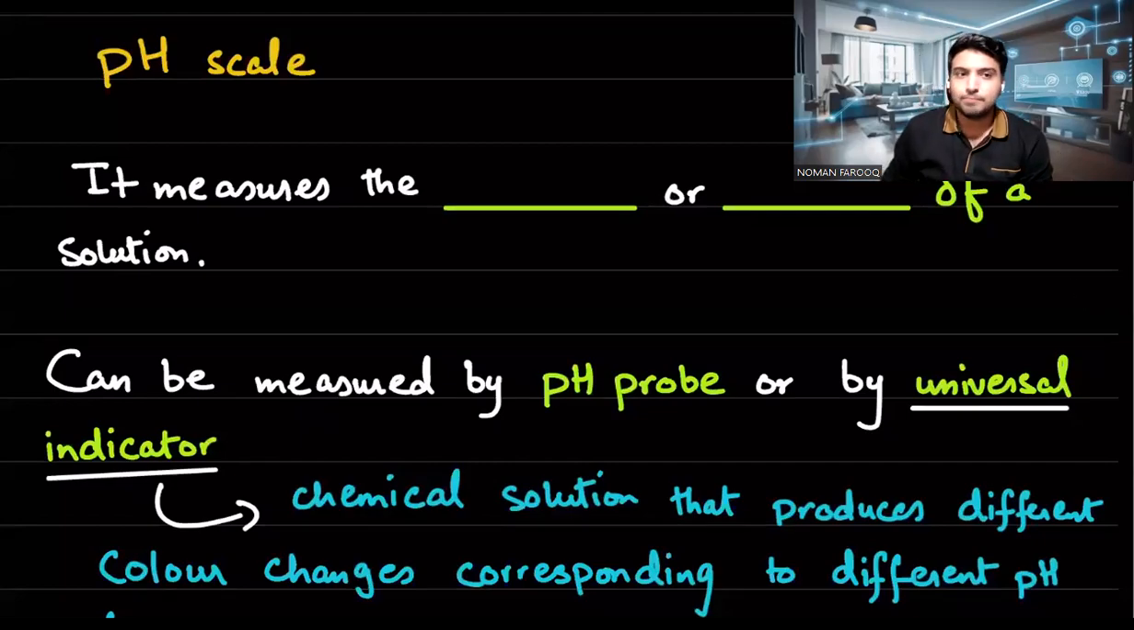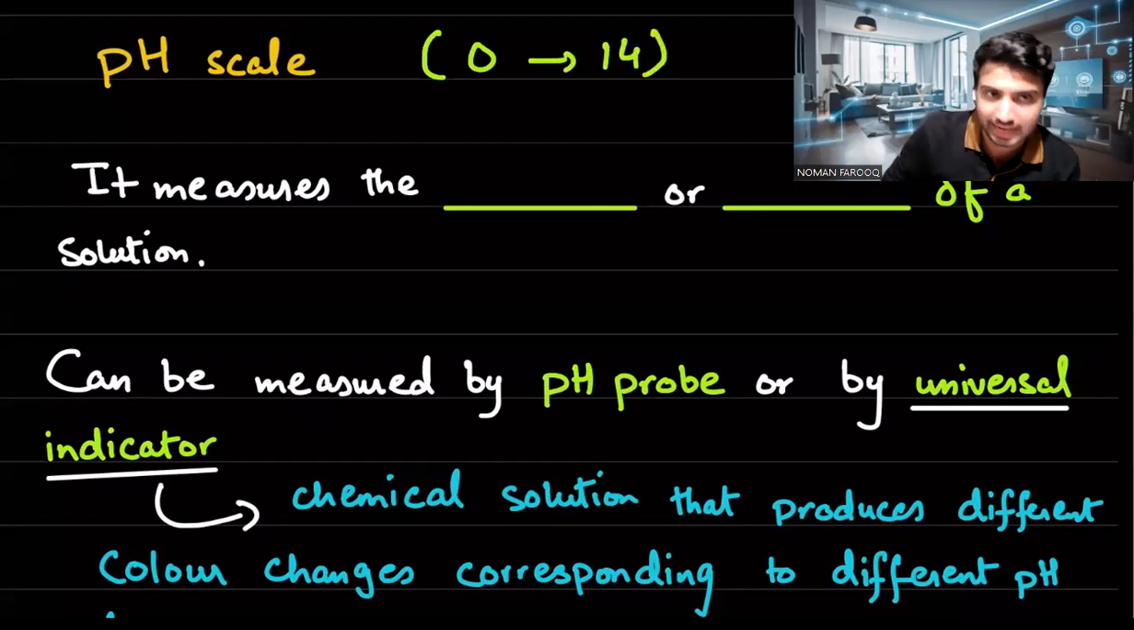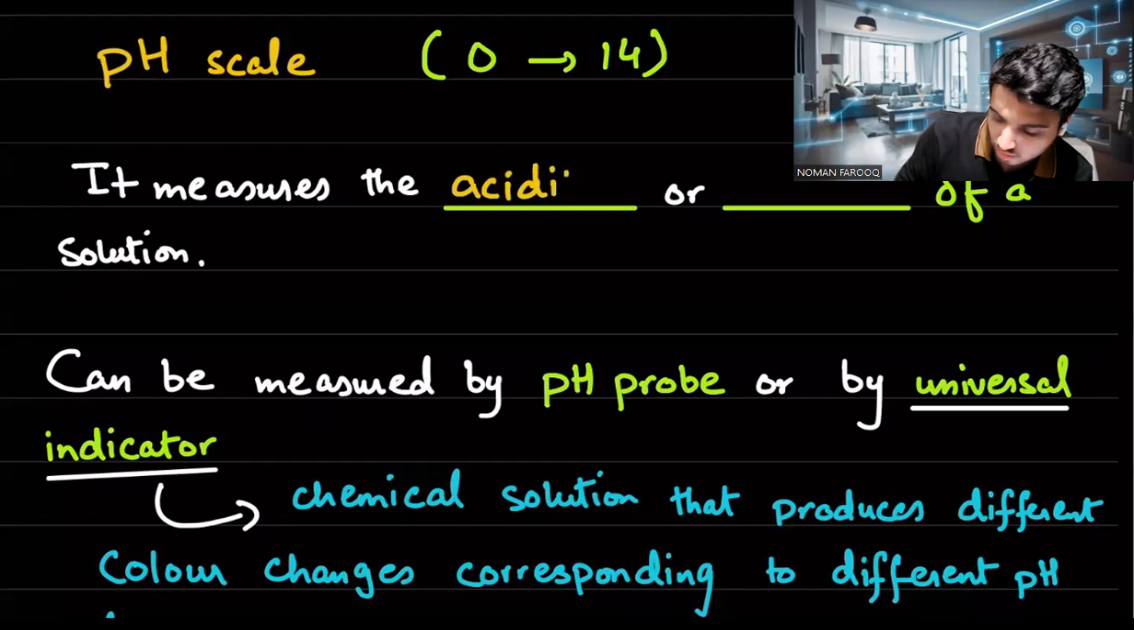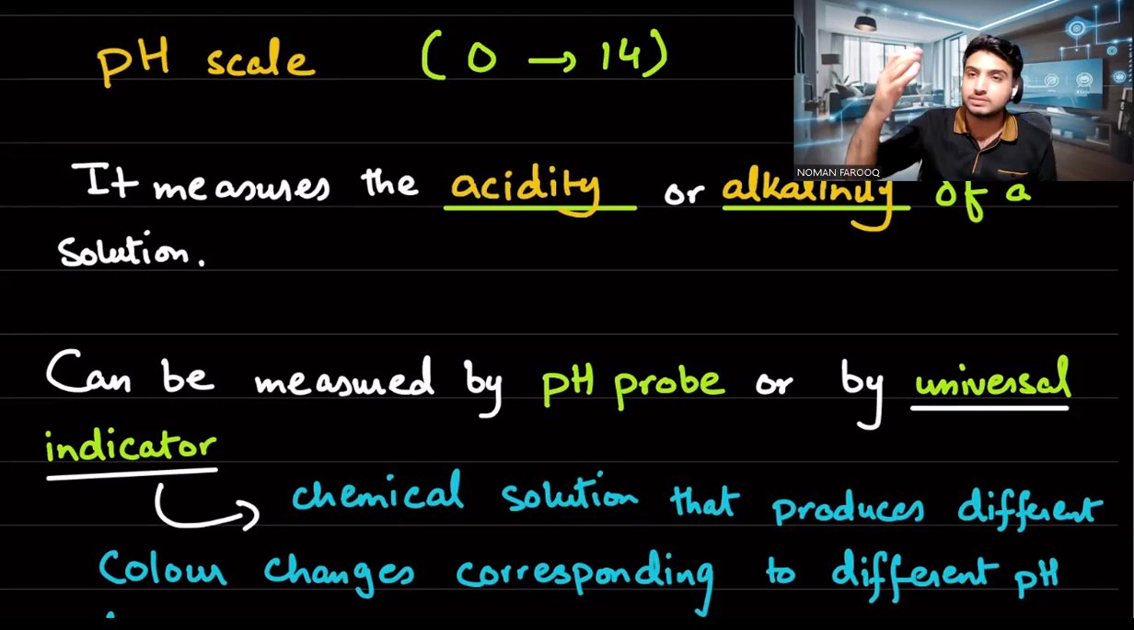pH scale. So basically the pH scale ranges from 0 to 14. It measures the acidity or alkalinity of a solution. So basically it tells how much the solution is acidic or how much it is alkaline.